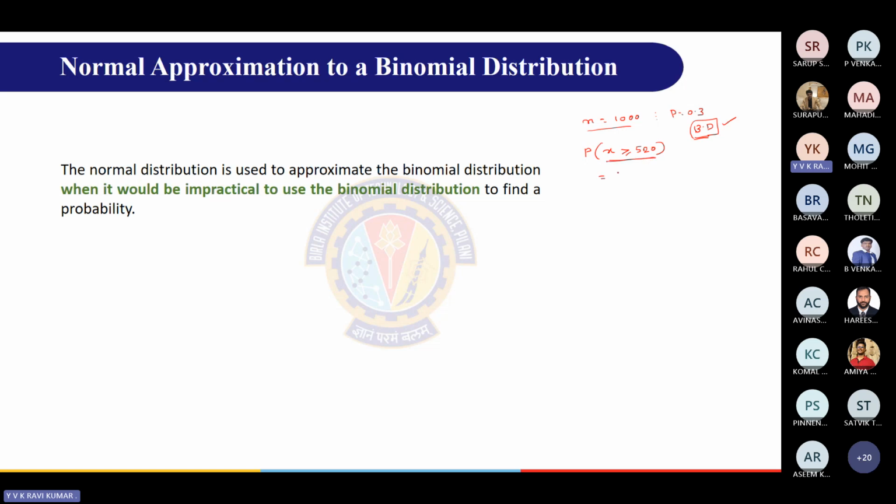Now we understand that what we need to do is P of 520 plus P of 521 plus P of 522, and so on up to P of 1000, right? Otherwise, 1 minus that also we can do. Now, how complex is this computation? I hope you see this is computationally complex.